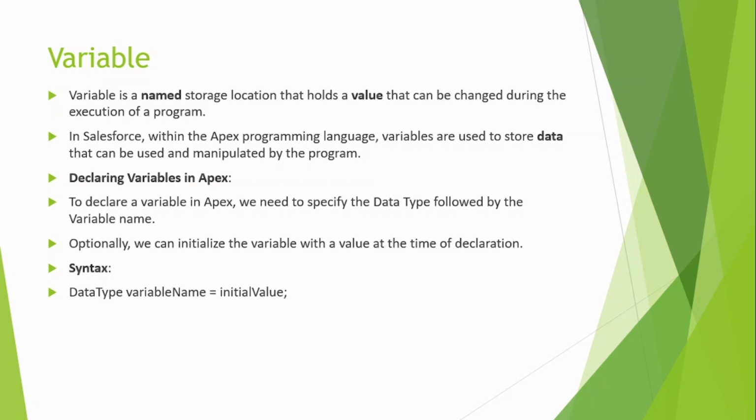To declare a variable in Apex, we need to specify the data type followed by the variable name. Optionally, we can initialize the variable with a value at the time of declaration. Syntax: data type, variable name, initialize value. At the end, we use a semicolon.